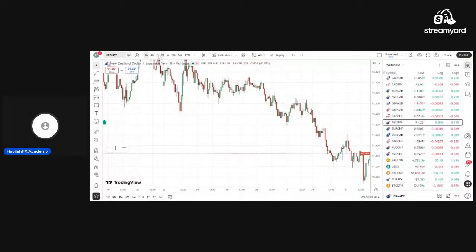All right, so this is the NZD. Let's start our analysis from the daily time frame. Again, this is top-down analysis.